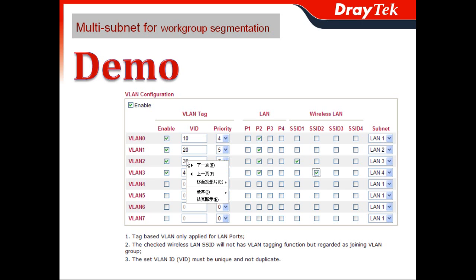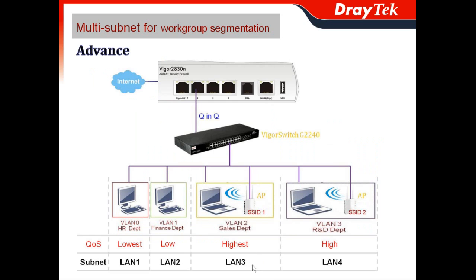So going back to our scenario, you see the sales department gets a subnet as LAN 3 with the highest QoS, and the wireless LAN SSID is all managed by multi-subnet.